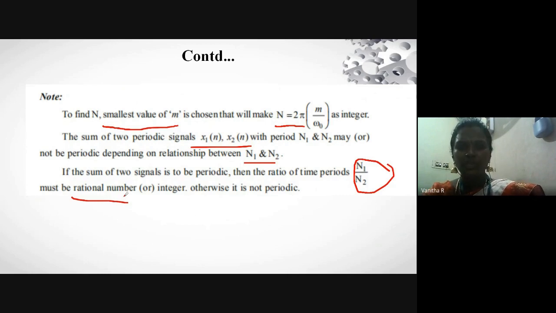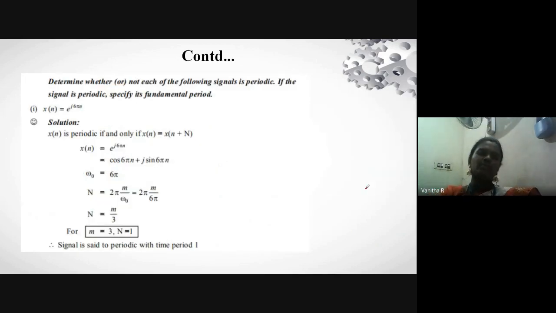What are the key points you must remember? A small value of m must be chosen, and if two discrete signals are given, for example x1 of n and x2 of n, you have to find the n1 and n2 values. For that n1 and n2, you have to find the ratio, and that ratio must be a rational number or an integer. Then only we can say the given signal is periodic. If it is not satisfying, the given signal is aperiodic. Now we are going to see some examples related to periodic and aperiodic signal problems.